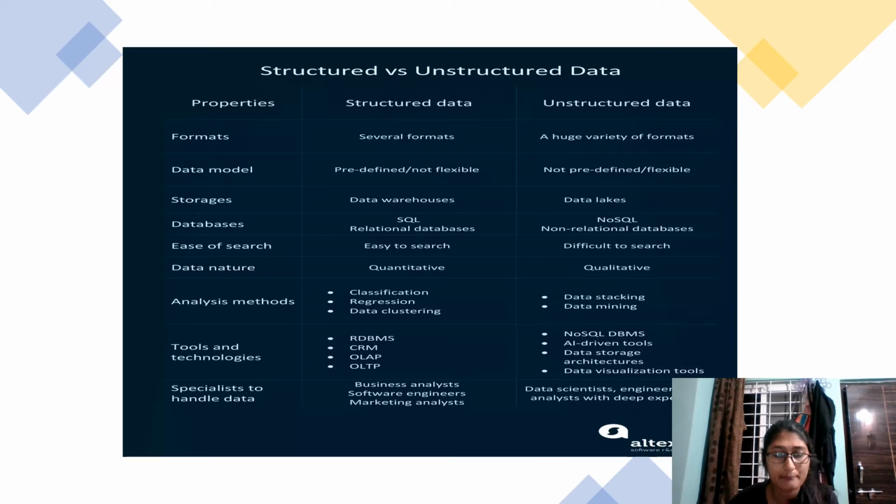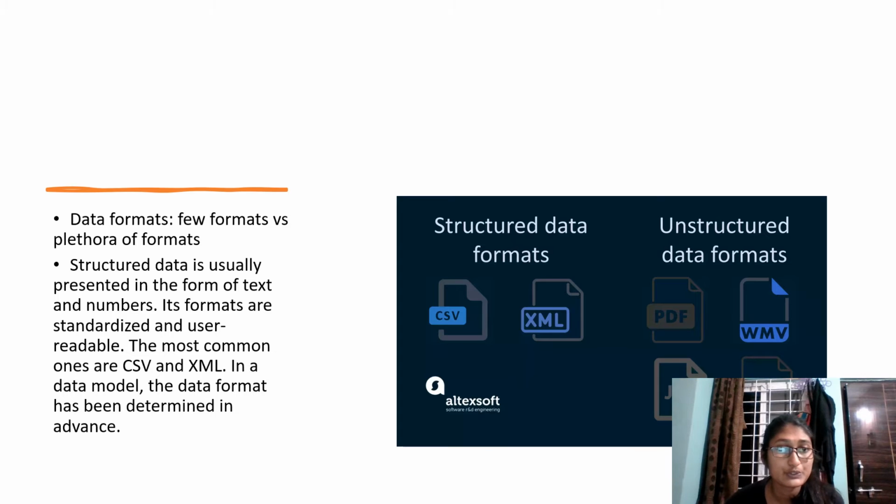Now here is a comparison in the picture. Let's look into it. Data formats: structured formats versus a plethora of formats. Structured data is usually represented in the form of text and numbers. Its formats are standardized and user-readable.